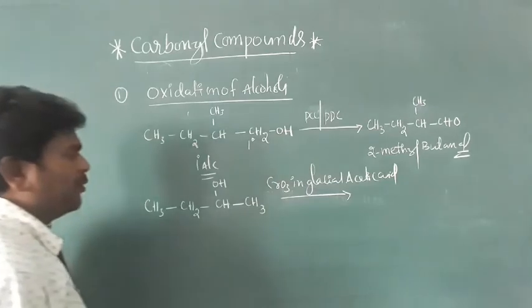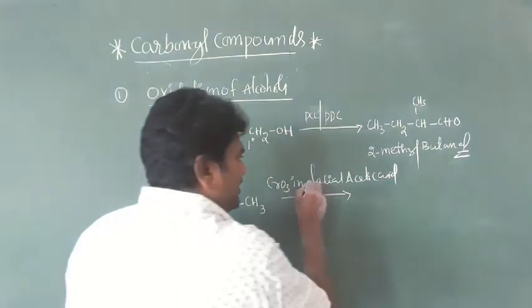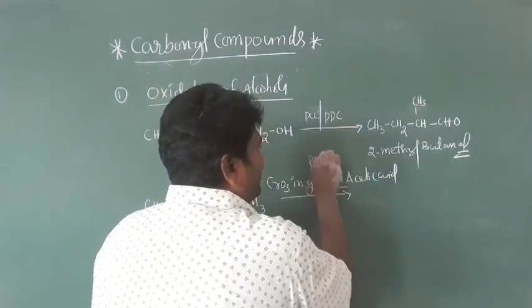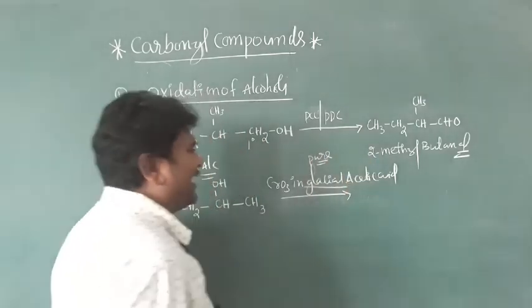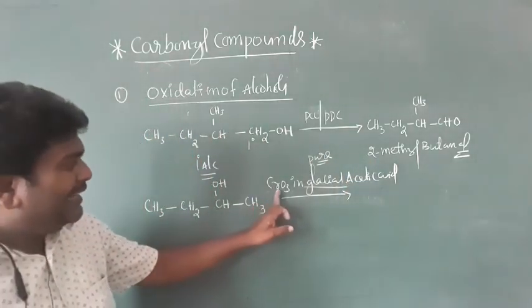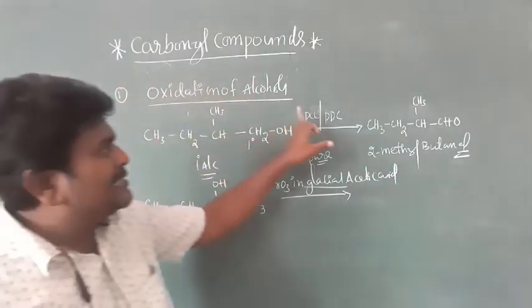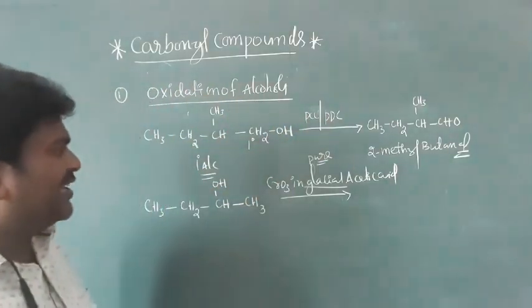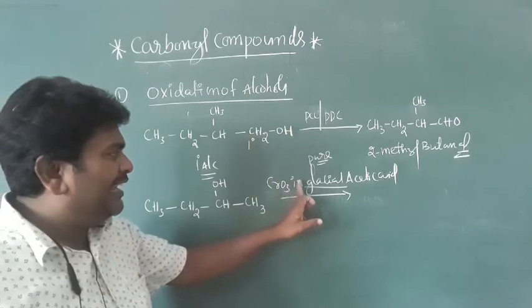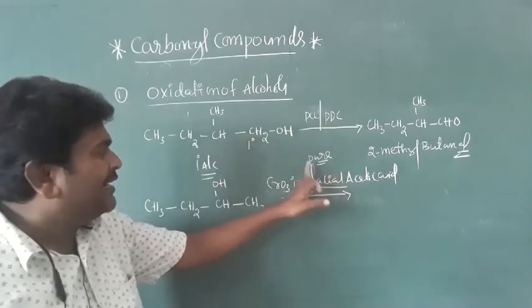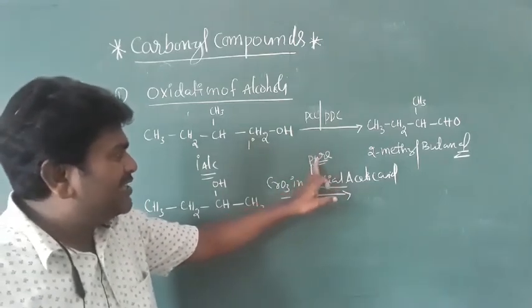It is very, very important. Glacial means it is pure acetic acid. CrO3, chromium trioxide in glacial acetic acid, can act as an oxidizing agent. The first one, PCC, PDC, can act as an oxidizing agent.